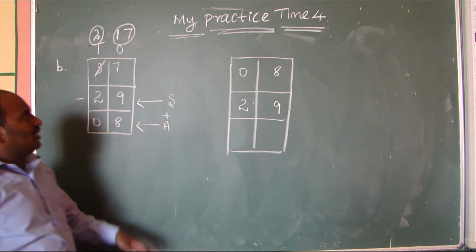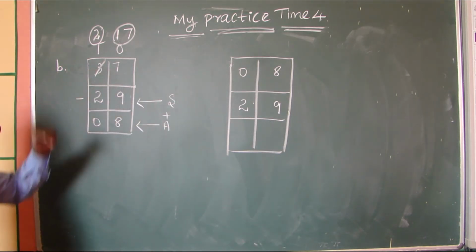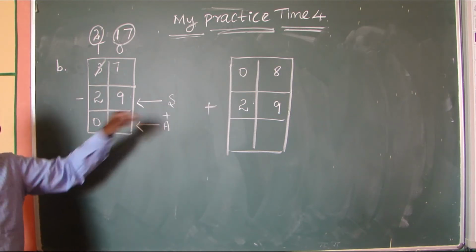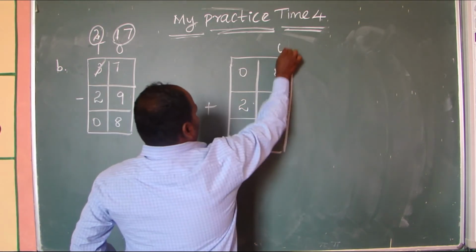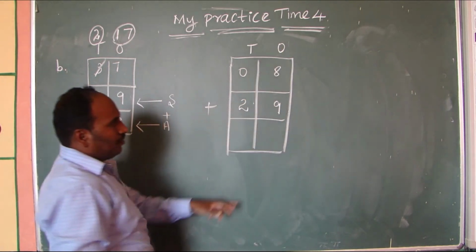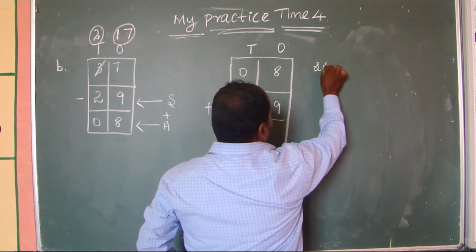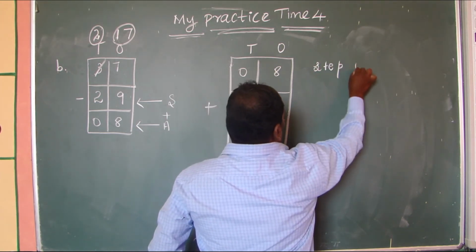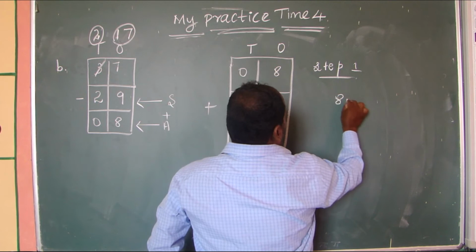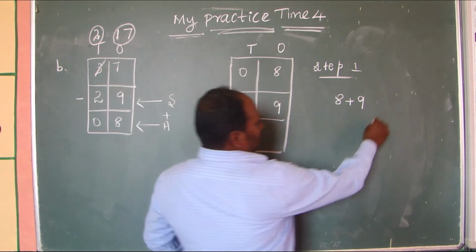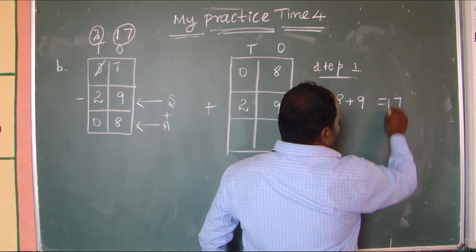We need our answer, 37. So we add the answer plus the second term. Ones, tens: 8 plus 9 is equal to 17. Step 1. We add the ones place. 8 plus 9 is equal to 17.